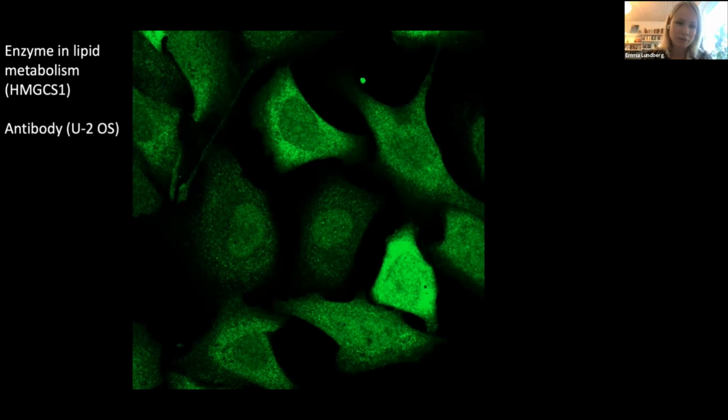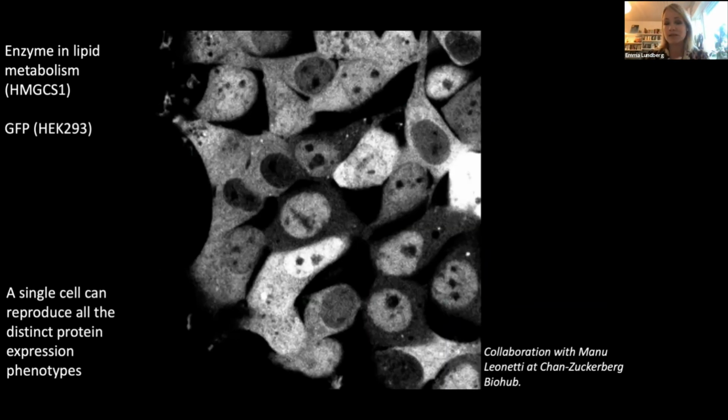We were, of course, very pleased when we could see that if we do this in a different cell line, HEK cell line with GFP tagged cells, and we take a single cell, isolated clone, and let it grow until it reaches a small population. And then we see that, yes, a single cell can reproduce all the distinct protein expression phenotypes. So this really means that this is temporal dynamics. We still don't know how it's regulated.